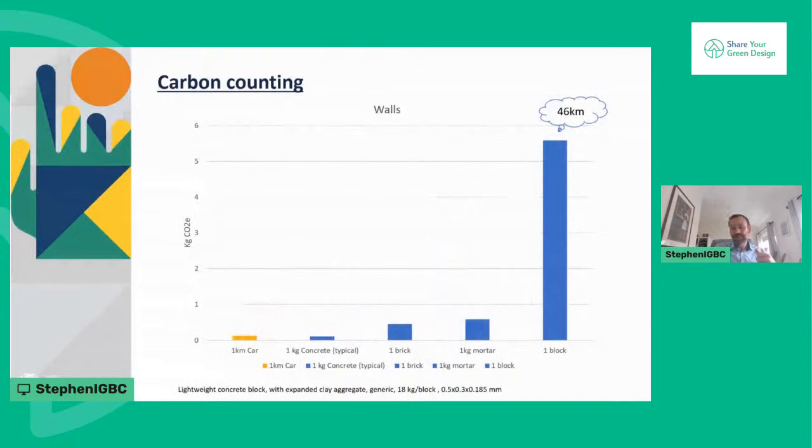And 1 concrete block. Remember I said concrete block is still the most popular way of building homes in Ireland. So 1 block is the same as 46 kilometers in the car. So if you're an architect and you cycle to work, once you get there, as soon as you specify 1 block, you've probably undone all the good you did cycling into the office. And that's what we need to be aware of. These things have an effect in the same way as our behaviors have an effect.